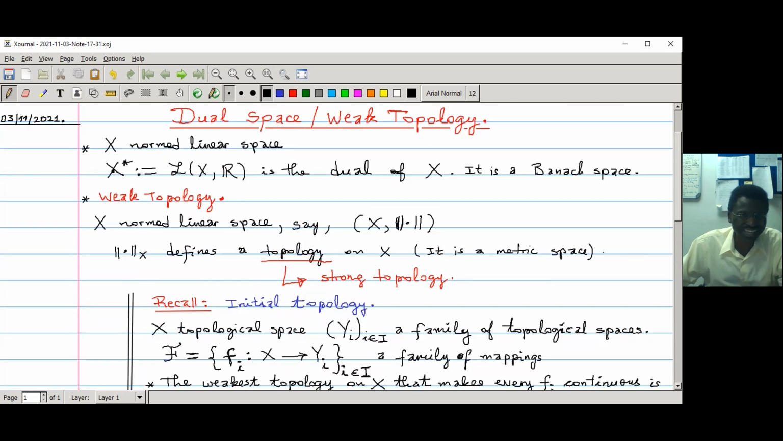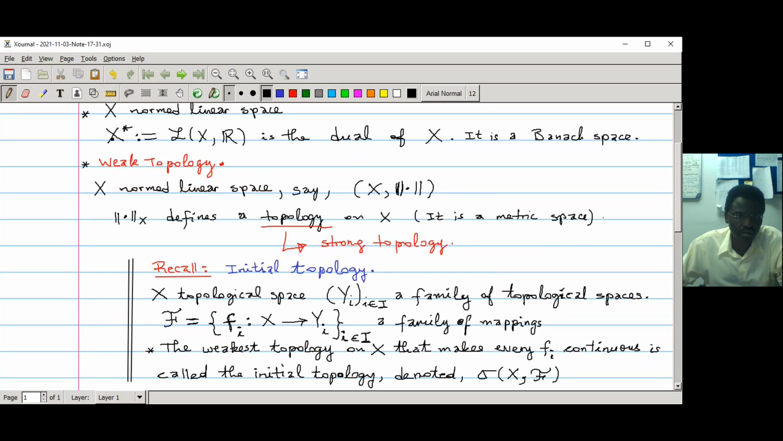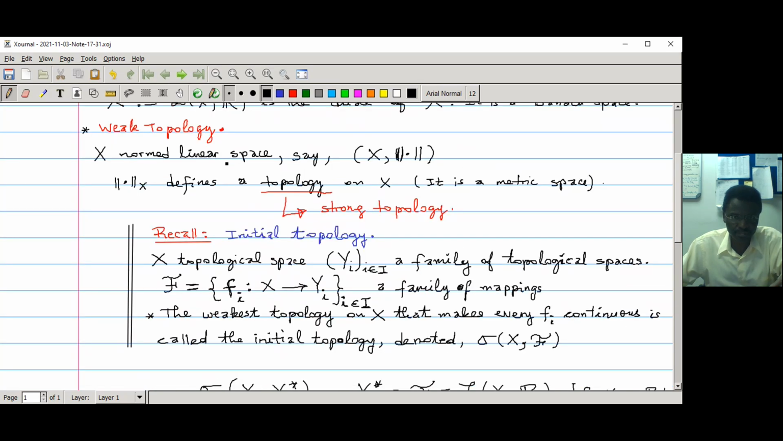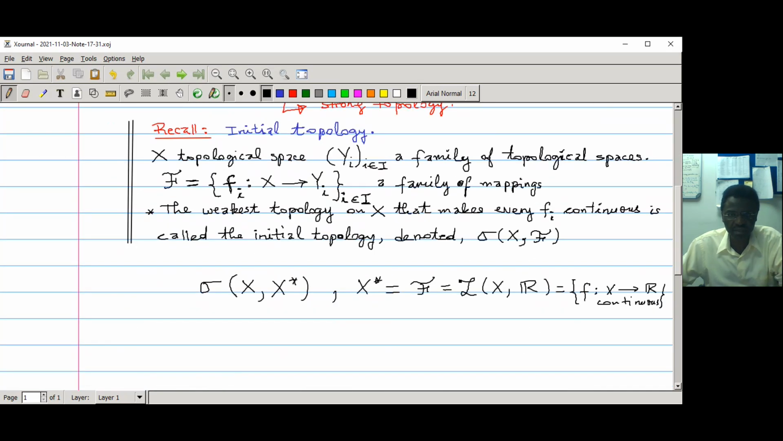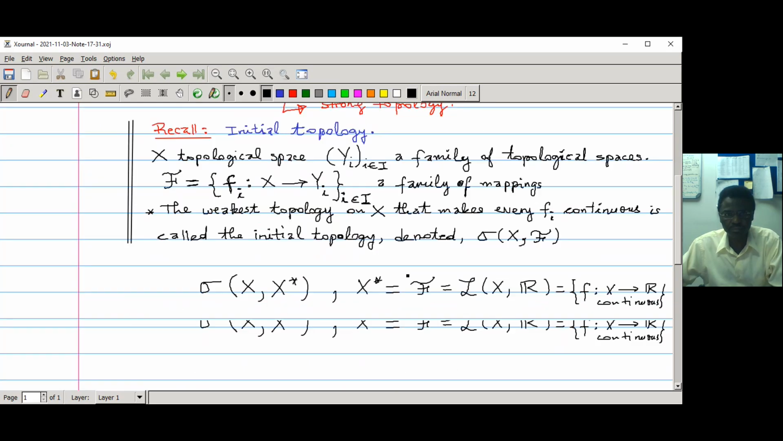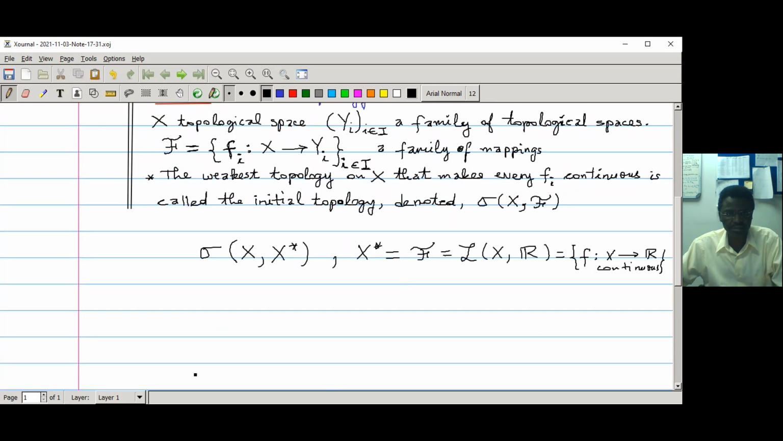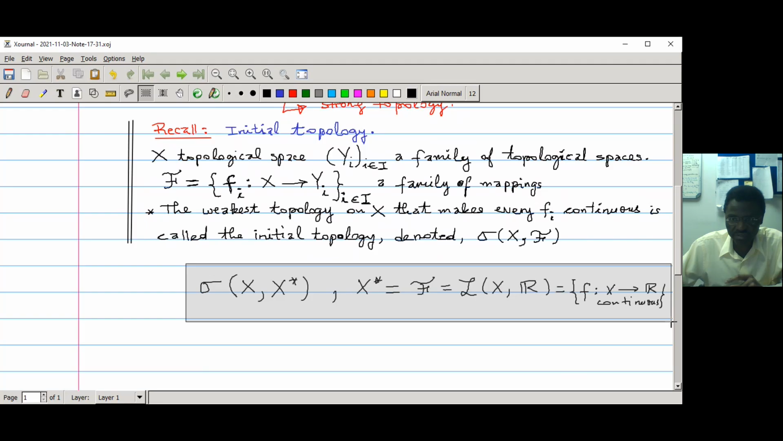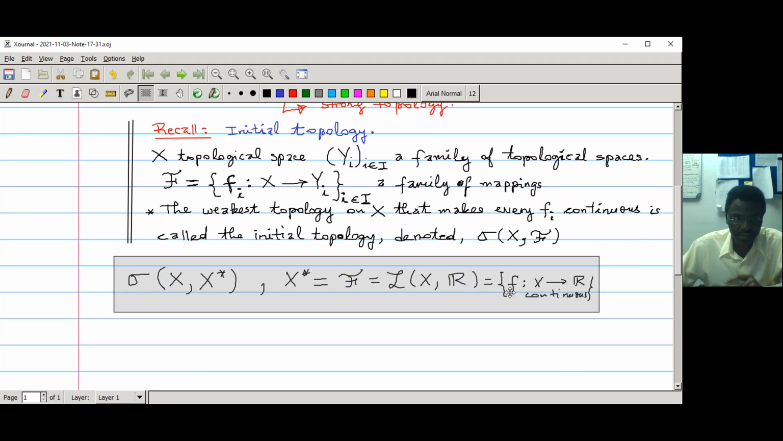So a weak topology is nothing else than the initial topology on a linear space, where your family F is taken to be X star. So that's the connection. Now we are going to see how to define the actual topology. Now that you understand what it means, that was the first step. Once we have set the stage, we can proceed.